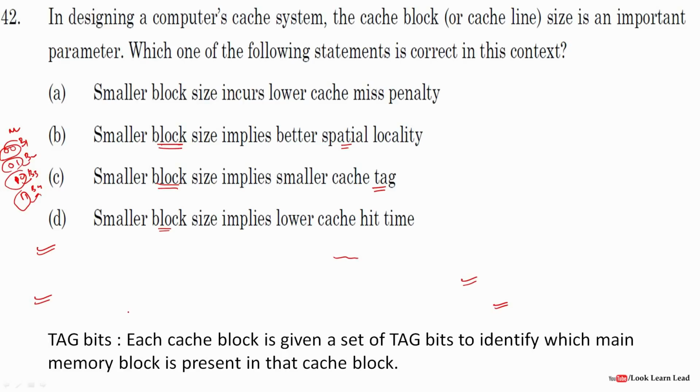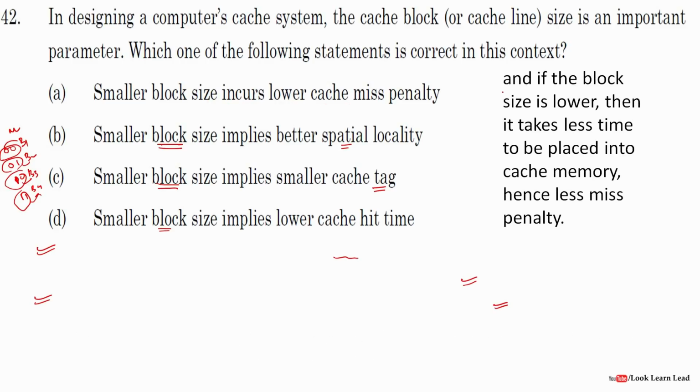Okay, so now let's move on to the first option: smaller block size incurs low cache miss penalty. The answer is, if the block size is lower, then it takes less time to be placed into cache memory, hence less miss penalty, because if the block size is small, it would take less time.